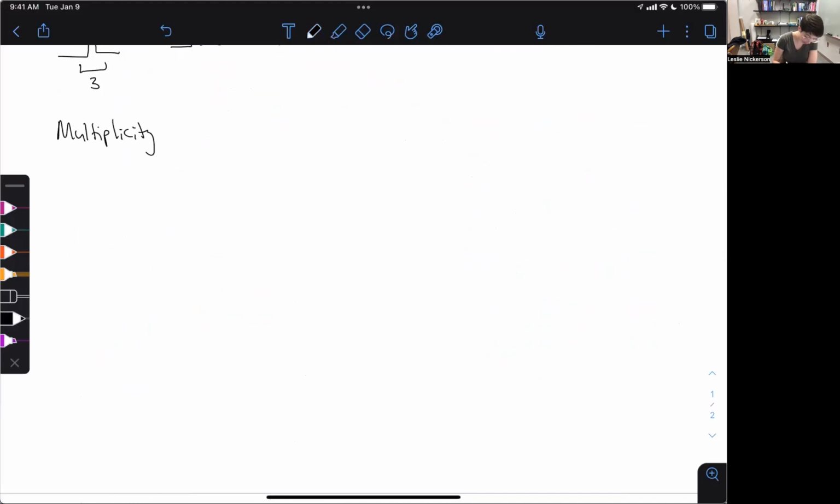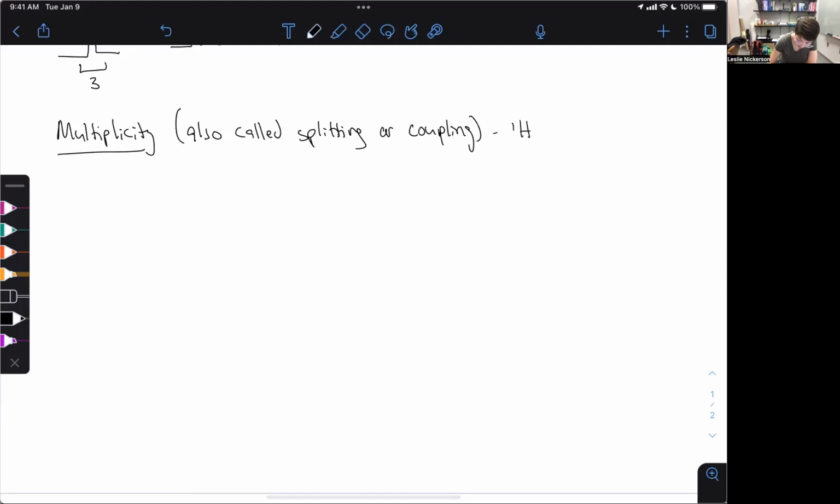So multiplicity, and I will say this is also called splitting or coupling. Okay, a bunch of different ways that you can say it. This is again proton NMR only. So there's a lot that you can get out of a proton NMR. The carbon NMRs are helpful, but it's just different. You can get more information, I would say, out of a proton.